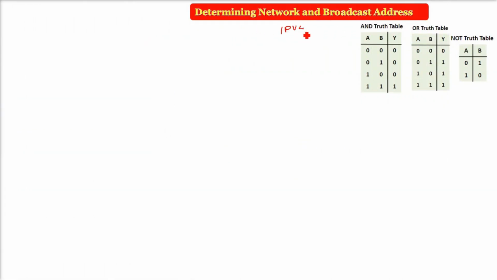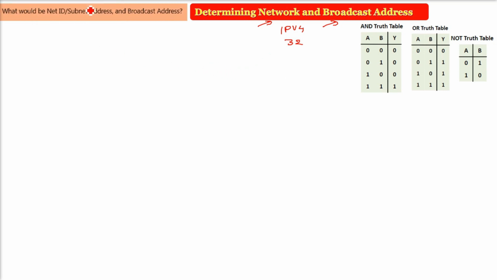In IPv4, Internet Protocol version 4 addressing scheme, this is a 32-bit scheme. In order to compute or find out the network address and the broadcast address, what is the way? So let us take a question. What would be the net ID or subnet address, that is the network address, and the broadcast address?